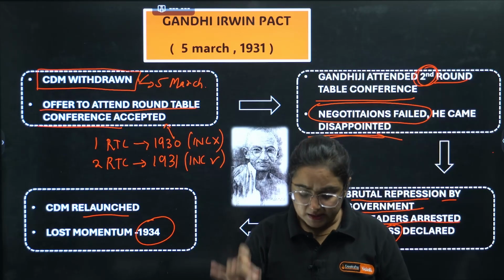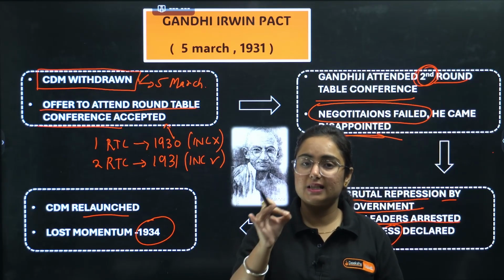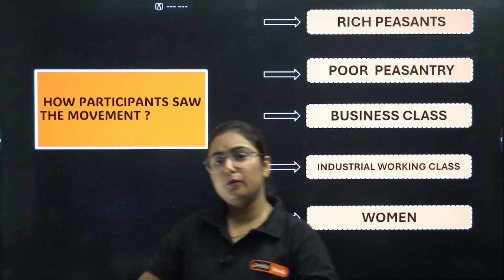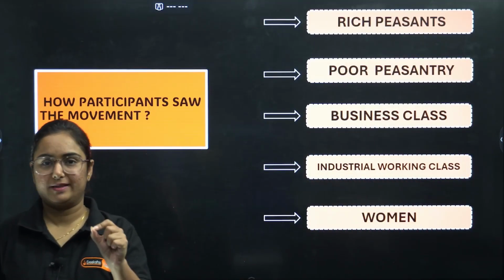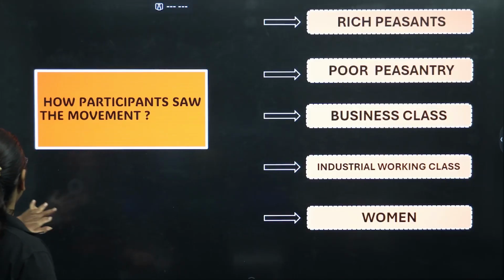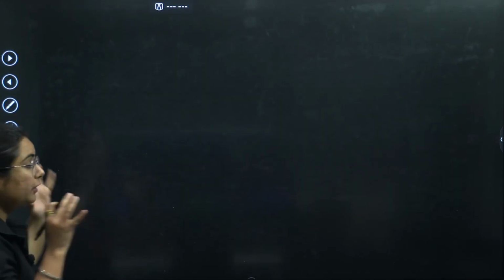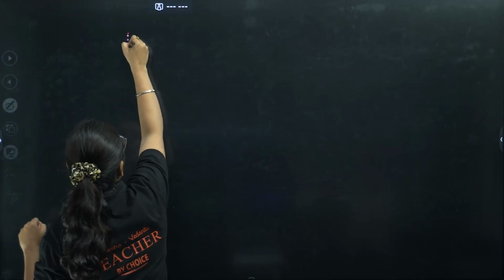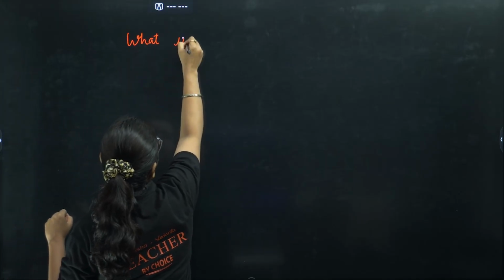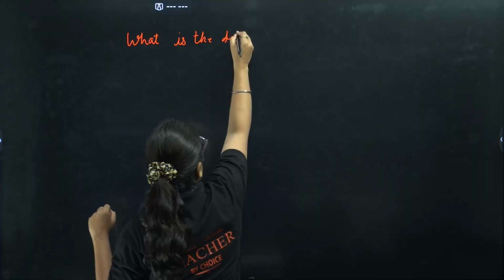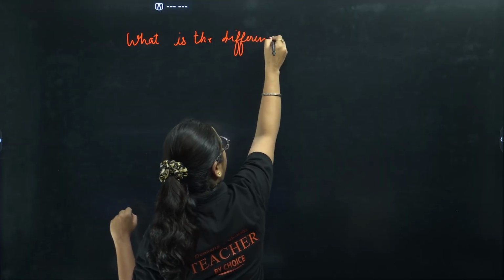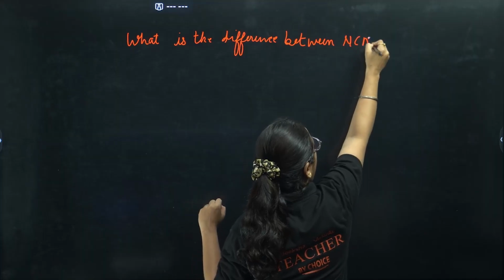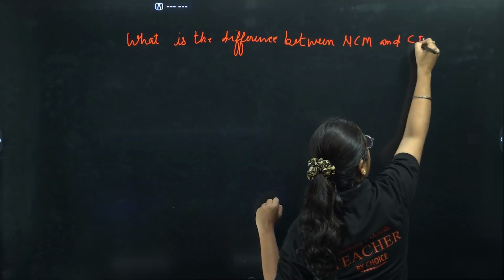Okay, so this is how the civil disobedience movement went and how it was withdrawn. Okay, before moving to how participants saw the CDM, let us talk about one important question that is often asked by your board examiners. Okay, the question is, what is the difference between the non-cooperation movement and the civil disobedience movement?